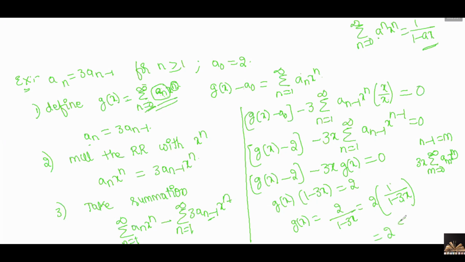So I can write it as summation of n is equal to 0 to infinity. What is your a here? Your a is 3. So 3 power n into x power n. So this can be written as summation of n is equal to 0 to infinity 2 into 3 power n into x power n. Now what is the coefficient of this nth term? Coefficient of this nth term is 2 into 3 power n. Therefore, a n is equal to 2 into 3 power n is the general solution. Is it clear? Yes, is it clear, ma?